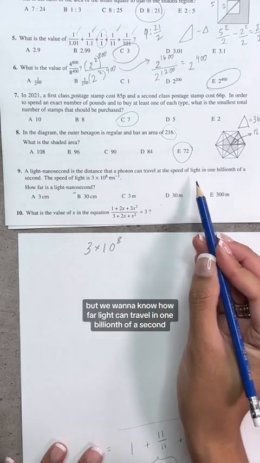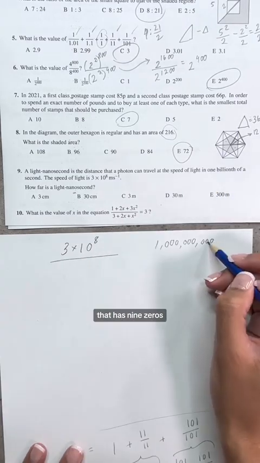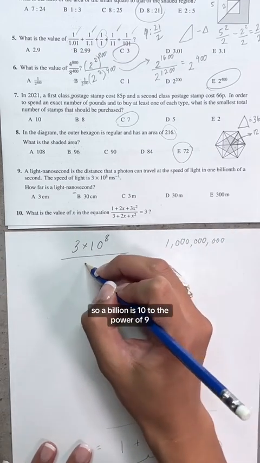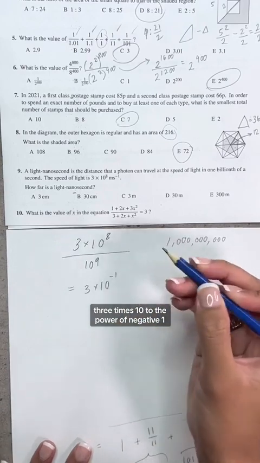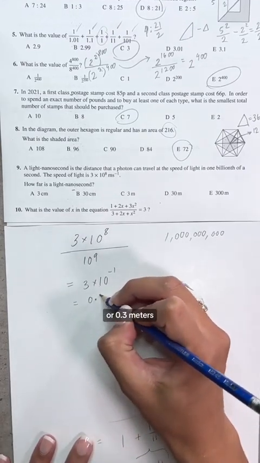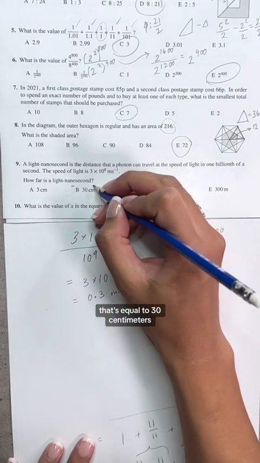But we want to know how far it can travel in 1/1000th of a second, so we want to divide that by 1 billion. That has 9 zeros. So a billion is 10 to the power of 9. 3 times 10 to the power of -1, or 0.3 meters. That's equal to 30 centimeters.